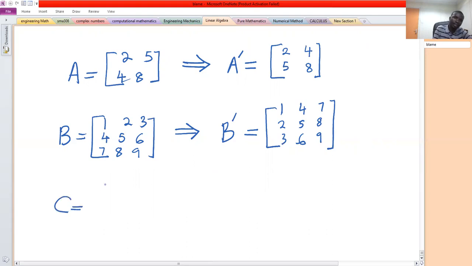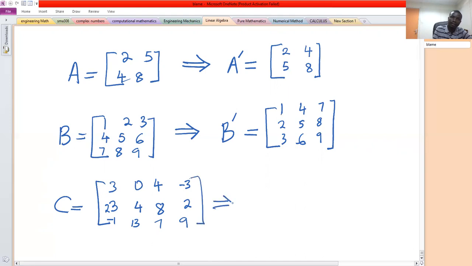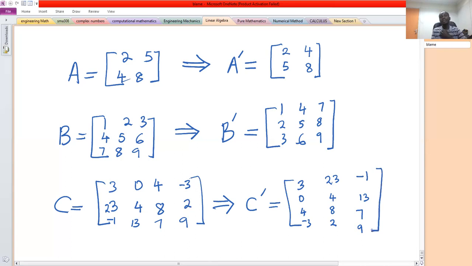And if I have another matrix C, 3, 0, 4, 3, 4, 8, minus 3, 2, minus 1, 3, I'll say 13. Let me make this one 23, 7, 9. Then the C transpose is, so 3, 0, 4, minus 3 becomes the first column. So 3, 0, 4, minus 3. And then we have 23, 4, 8, 2 become the second column, negative 1, 13, 7, 9 becomes the third column.